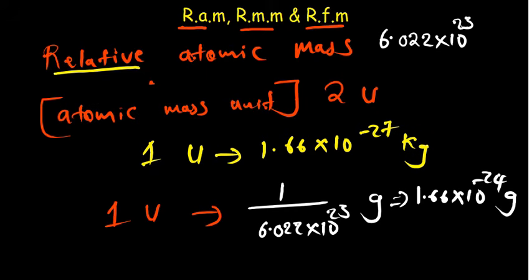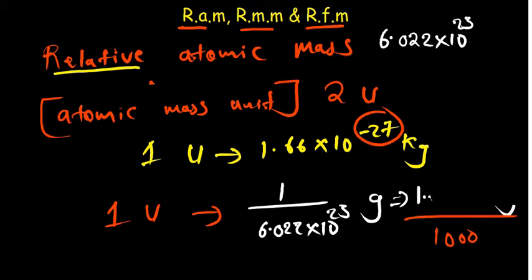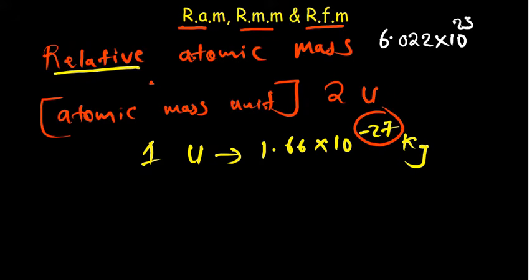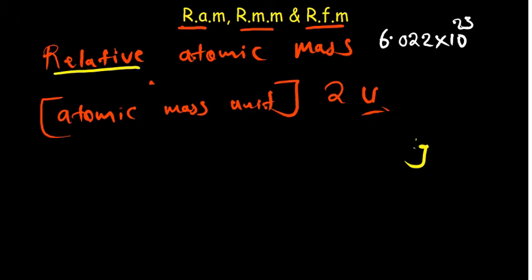Now you know that to move from grams to kilograms, you need to divide by 1,000. Dividing by 1,000 means you subtract 3 from the power, so it becomes negative 27, which we have in kilograms there. I don't know which one is easier for you to remember: either you work with 1 over Avogadro's constant to get the grams of one atomic mass unit, or you just master this constant. But usually in your assessments it will be given, so no need to worry much about it.